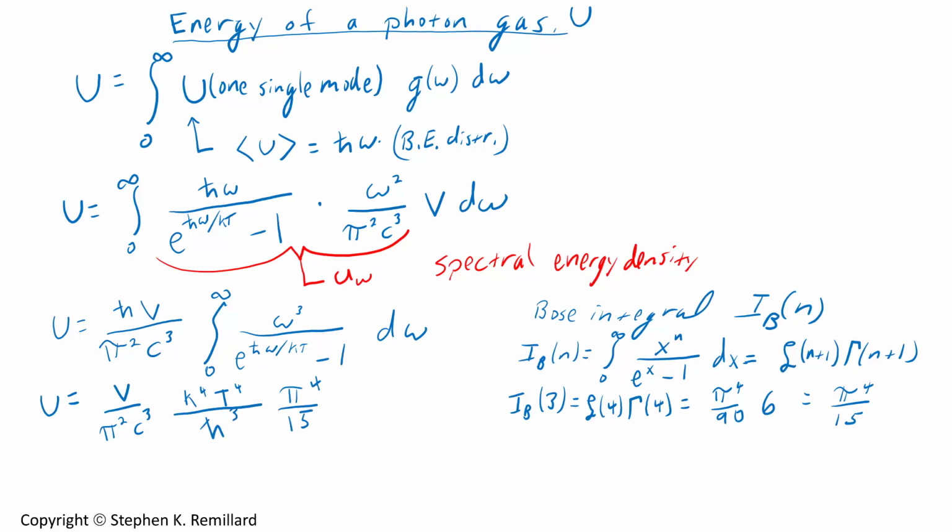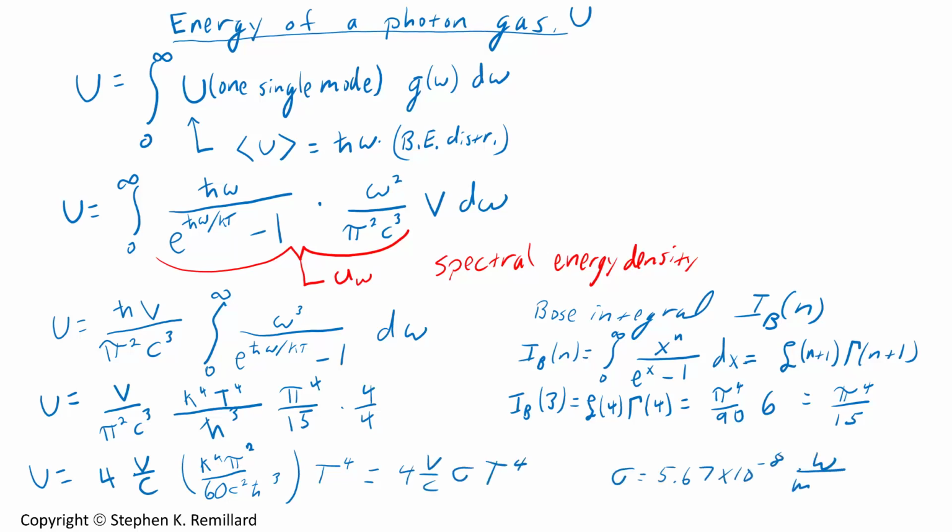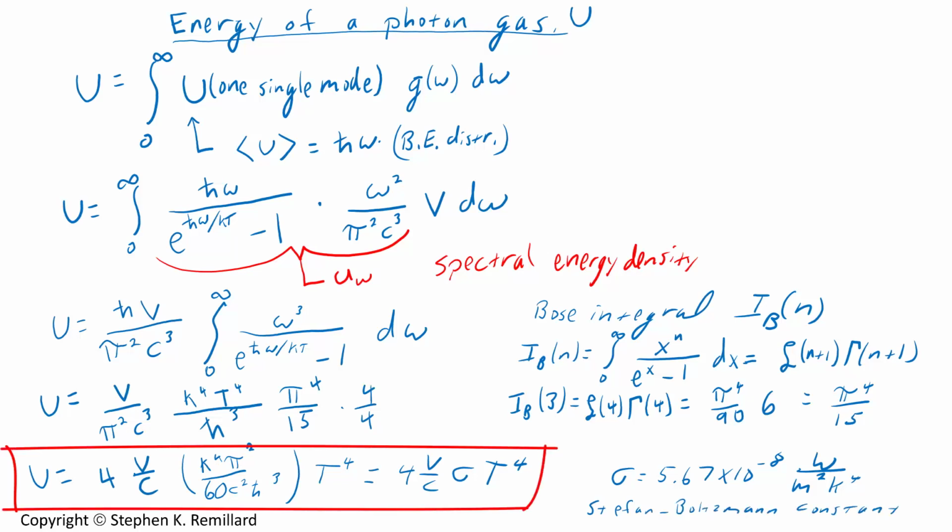Something I always like to do is multiply my answers by 1. And my choice of 1 today is 4 divided by 4, because that gives me the parentheses is the Stefan-Boltzmann constant. This is the Stefan-Boltzmann law. It may not be in the form that you usually see it.